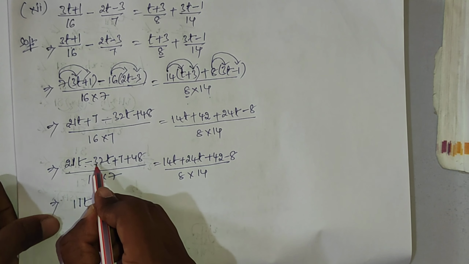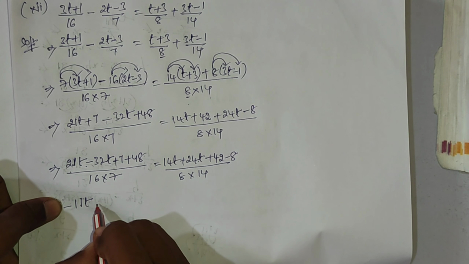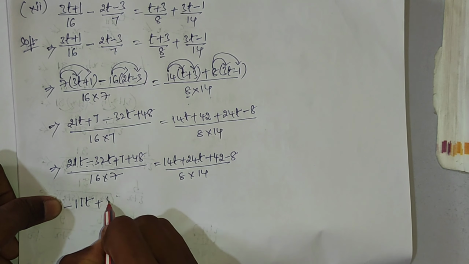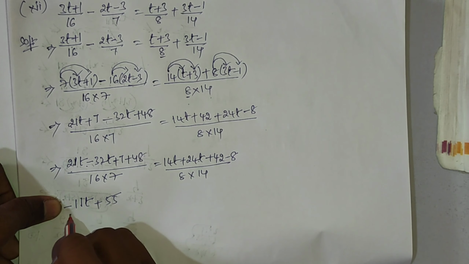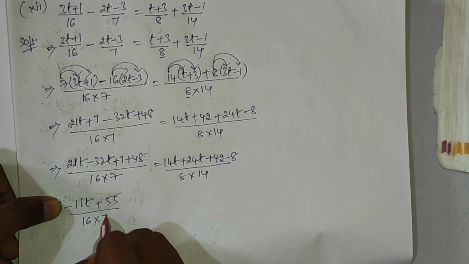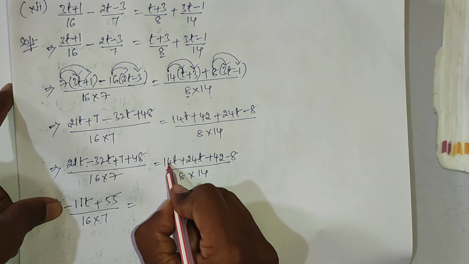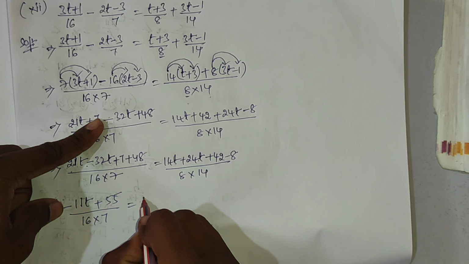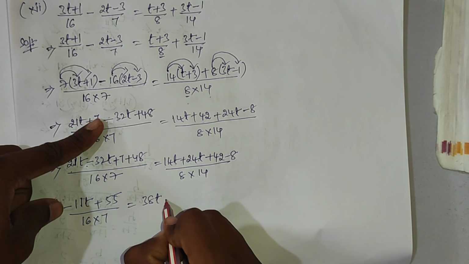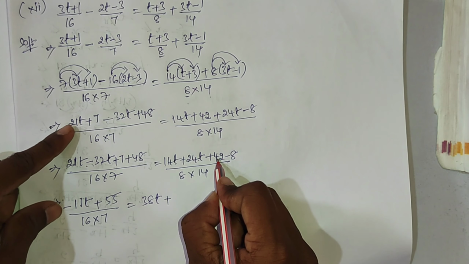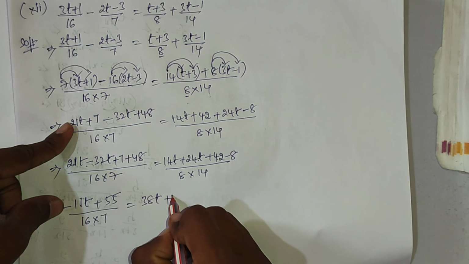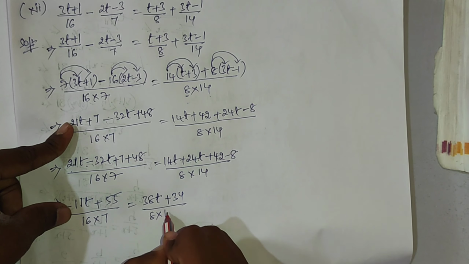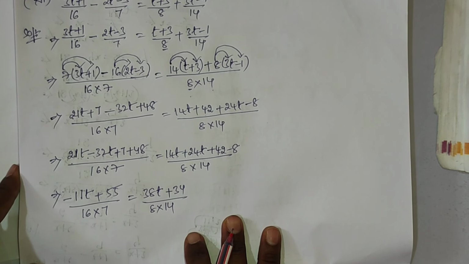And 32 is the greater number having the minus symbol, so minus 11t. Plus 48 plus 7 is how much? 55 by 16 into 7 is equal to 14 plus 24 is how much? 38t. Plus 42 minus 8 is 34 by 8 into 14. Right, we got the answer here.